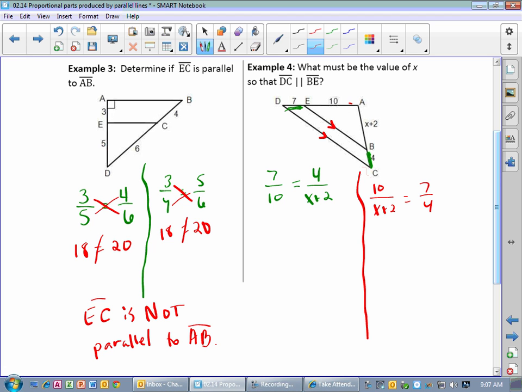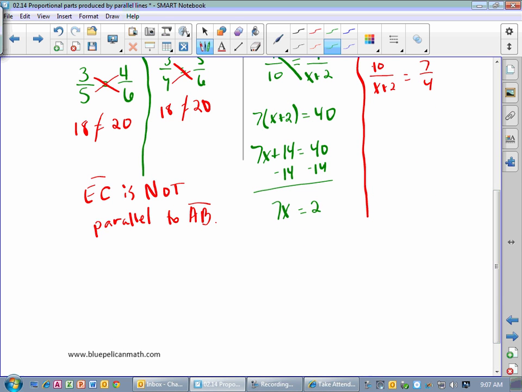Right? Now notice what happens when we cross multiply in either case. We're going to multiply 7 times x plus 2, and 10 times 4. So either way, the next line is going to be what comes out. So we cross multiply, we get 7 times x plus 2 equals 10 times 4, which gives us 40. So we get 7x plus 14, good, equals 40. Subtract 14 on both sides. So we get 7x equals 26. And so we divide both sides by 7, and x would be 26 over 7.